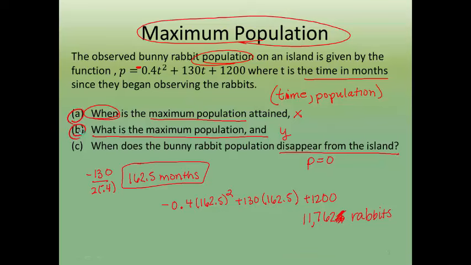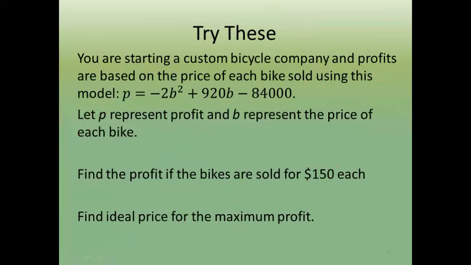And the last one is, when does the bunny population disappear? And this is when we set it equal to 0. And we would have to use the quadratic formula. Because it isn't part of this standard, I want to make that part actually one of your try these. So that's a solving one, and I want you to use the quadratic formula to answer part C. And in addition to that third part, I would like you to try this one, which is about Custom Bike Company. And just go ahead and try that one, and we'll get to talk about that the next time I see you.